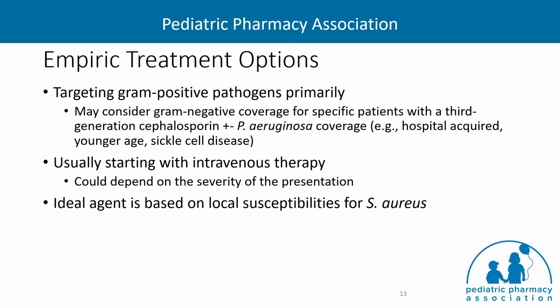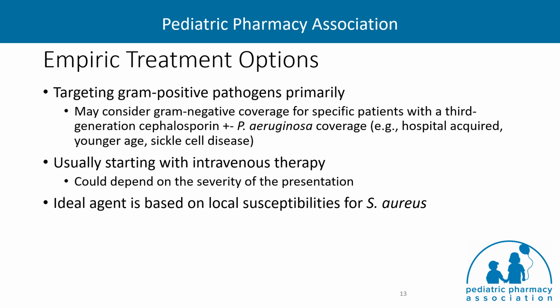A lot of times we may not know they have osteo, so these patients may be on cephalosporins in the first place, but if you're really only looking at osteo, most of the time we're going down the Staph aureus route and not worrying about the rest because it's not as high a proportion. Usually starting with IV therapy, although that could depend on the severity, but the overwhelming majority of the time, you're going to be starting IV therapy in these patients.